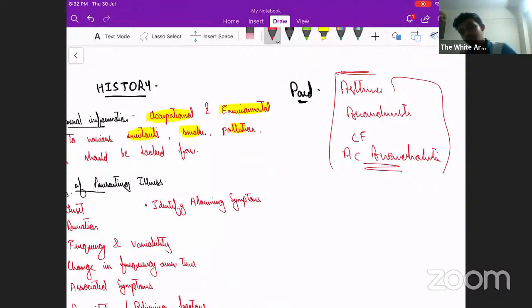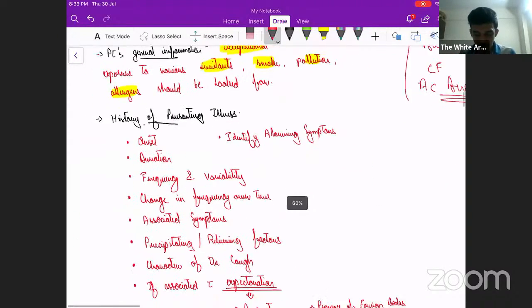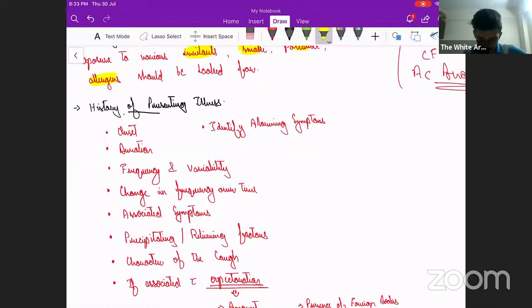Mostly the recurrent cases, you'll have to look for some malformation. So higher order investigations are required for that. Next is HOPI. So what all will you ask for in a case of cough? This is really important.